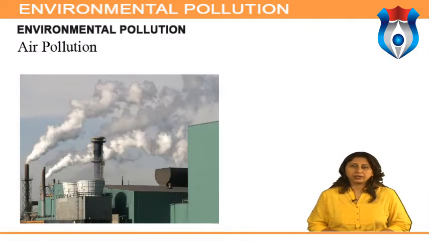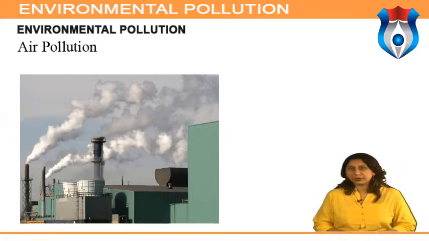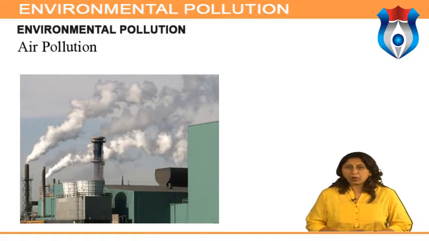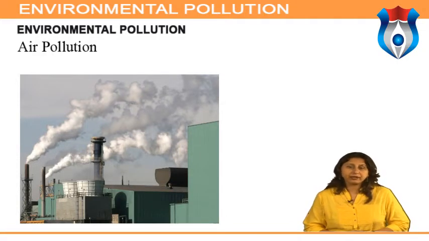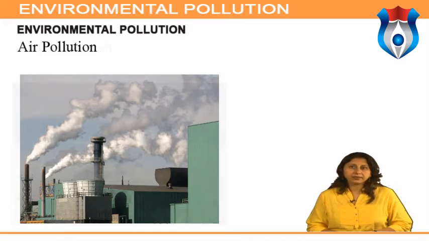Air pollution. Some pollutants that enter the air come from natural sources. For example, when a volcano erupts, volcanic ash blasts into the air and can remain there for years. Other natural sources of air pollution include smoke from forest fires and dust and sand from storms.